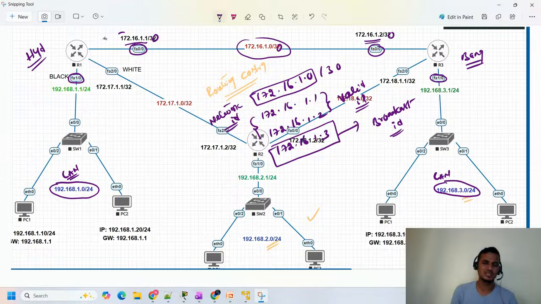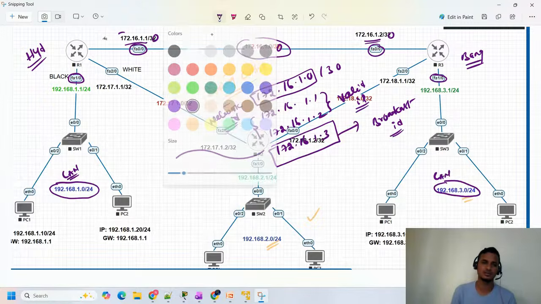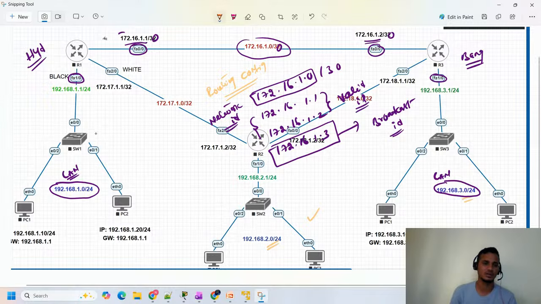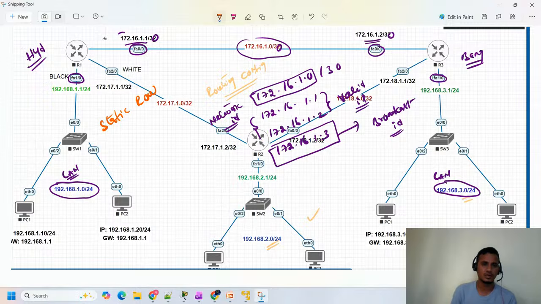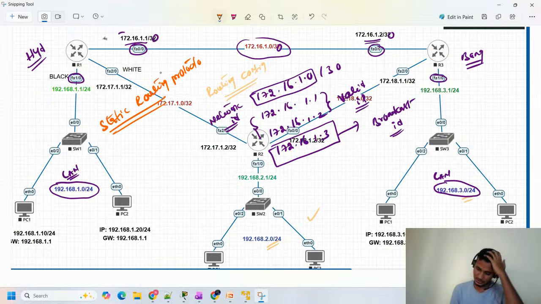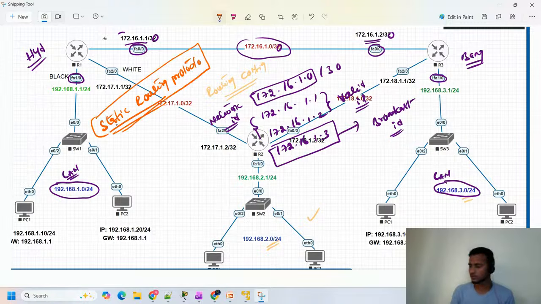Before we perform this lab, we will discuss static routing also. We have three types of routing: the static routing, and the dynamic routing. So we are going to discuss the static routing protocol. Then we will jump into the lab and do the lab as well. Hope you guys have clarity till here. If you have any doubts, do let me know on the chat, guys.